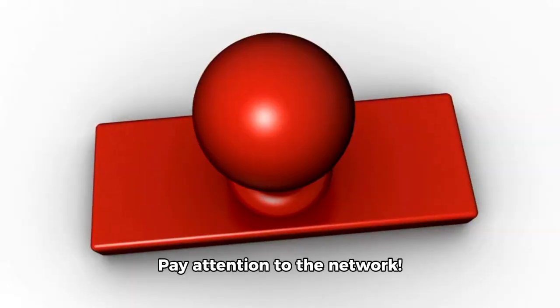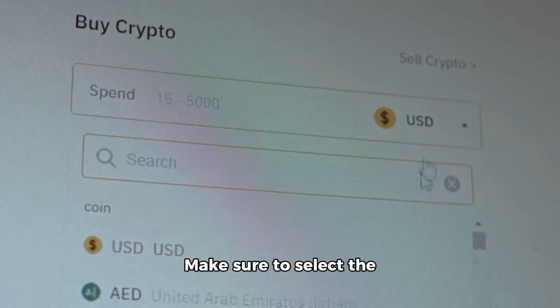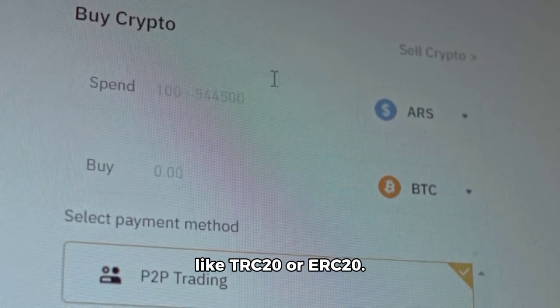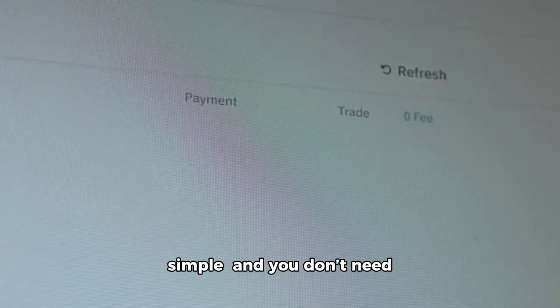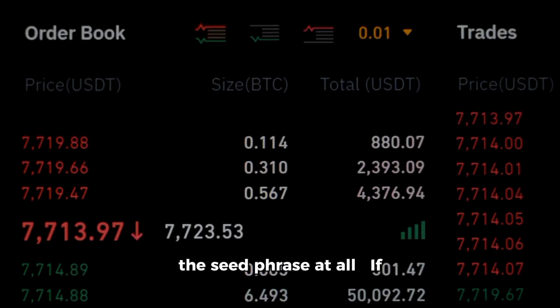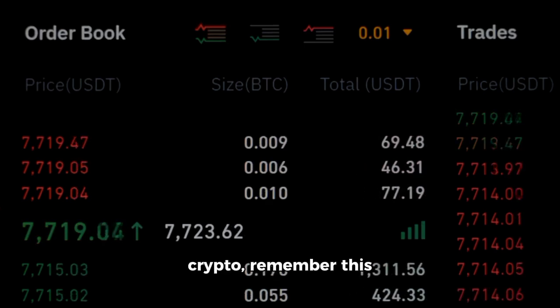Pay attention to the network. Make sure to select the same network on Binance, like TRC20 or C20. Enter the amount, confirm, and you're done. It's that simple, and you don't need the seed phrase at all if you're starting out in crypto.